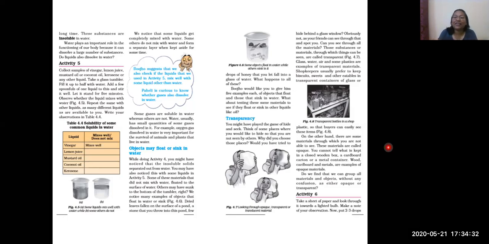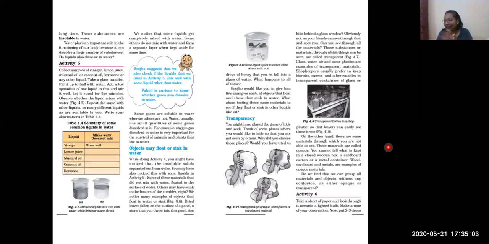Right, next is transparency. Transparency is the property which allows light to pass through a substance. So glass is transparent. Now there are categories in transparency. Some objects will not allow light to pass through at all. Such objects are called opaque objects, which do not allow light to pass through.